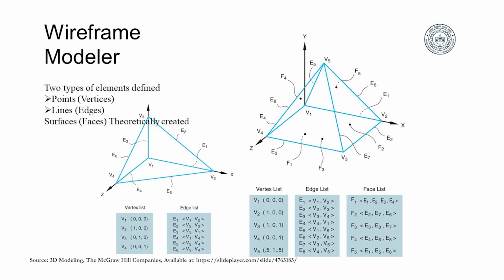And then you can also have a face list. Face list is all these edges that comprise a face. So, F1 is comprised of E3, E4, E1 and E2. So, E1, E2, E3, E4 comprise the face F1. So, the vertex list, the edge list and the face list, if you can generate these, then you have created a wireframe modeler. So, that is what the wireframe modelers use, a list of vertices, list of edges and list of faces.